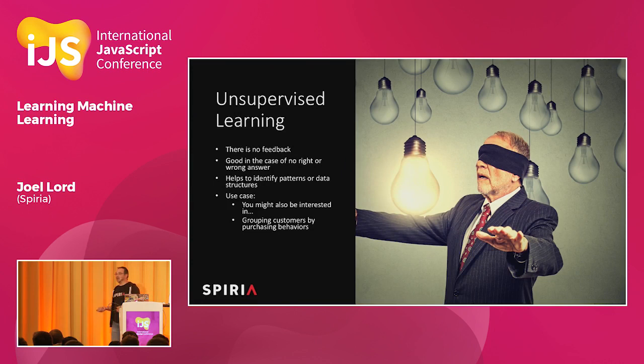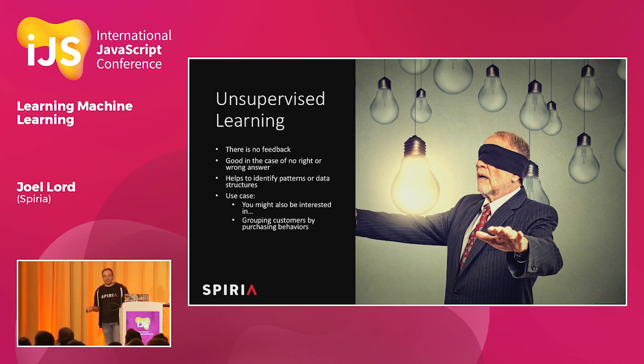On the other side, you've got unsupervised learning. Unsupervised learning doesn't require any feedback, and you'll use that when you don't really expect any right or wrong answer. It will be used when you try to identify patterns or data structures or things like that. Once again, we'll see examples in a few minutes.